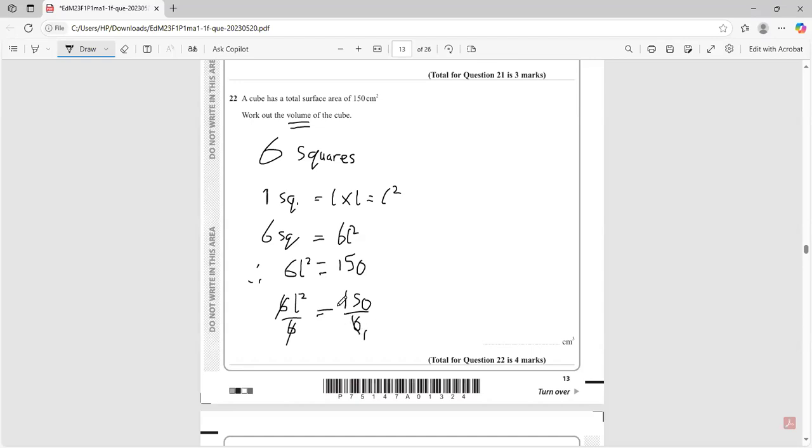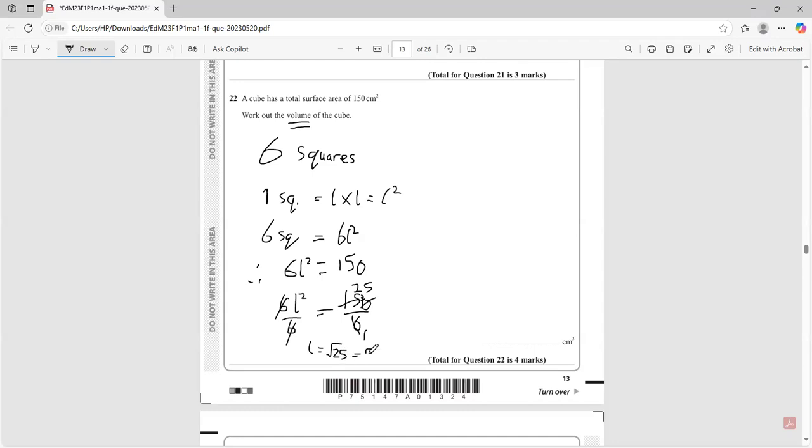And 150 over 6, let's just use 6 to make it fast. 6 in itself is 1 time. 6 in 15 is what? 2, remainder 3, isn't it? And then 5 times, and that's going to be 5 times. So that means L will be equal to what? Square root of 25, which is 5.